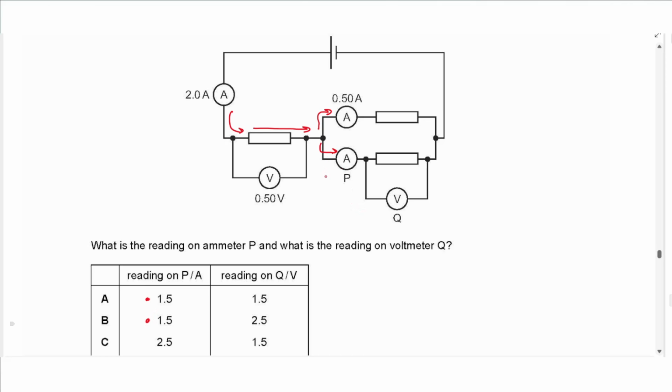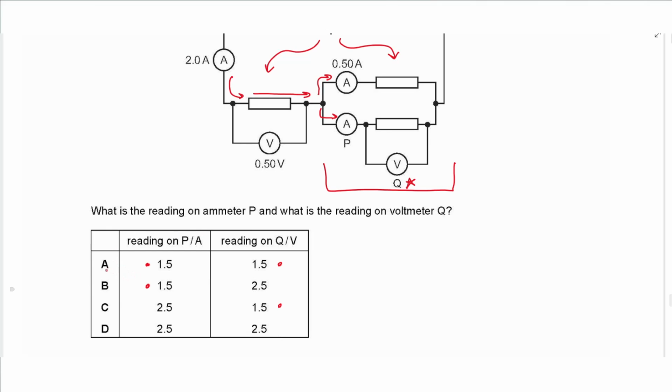And as for the voltage, in series connections it is divided. So part of the voltage of the 2 volts of the battery, 0.5 volts on the left side, that would leave the rest of 1.5 volts on the right side. So this section would take 1.5 volts. And in parallel connections, there's no division of voltage. So the upper branch takes 1.5 volts and the lower branch also takes 1.5 volts. So Q would take 1.5 volts. So the answer here is A.